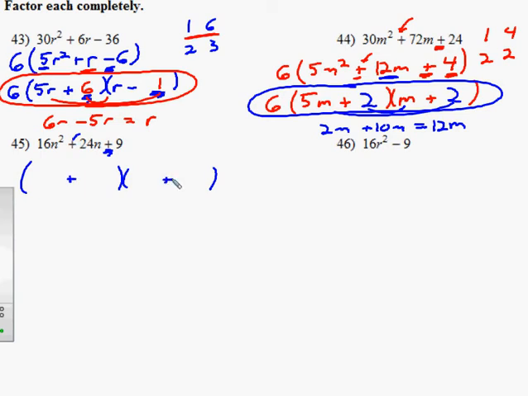Now 16n squared. In our other ones, we really only had one choice. When we had a 5r squared and a 5m squared, the only factors of 5 are 1 and 5. But for 16, we have different choices. So I'm going to write them down here. We have a 1 and 16, 2 and 8, 4 and 4. And those are our different choices.